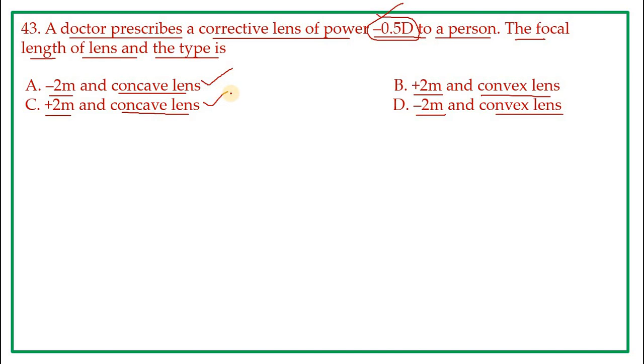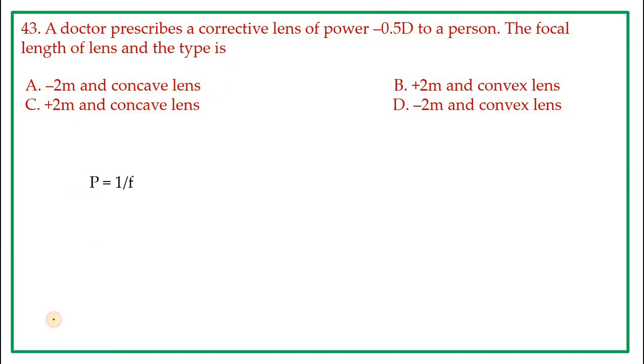So we have a formula. The lens power formula is P equals 1 by F. Now in the place of P, let me substitute the given value, that is minus 0.5. Now you transfer this side, it becomes the denominator, and F you transfer to this side. Now we get F equals 1 by minus 0.5.